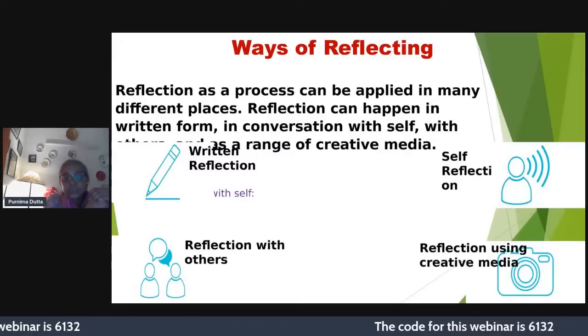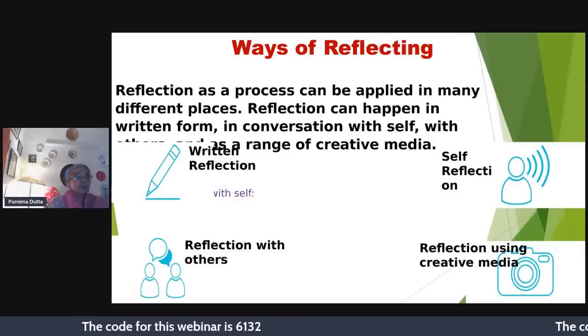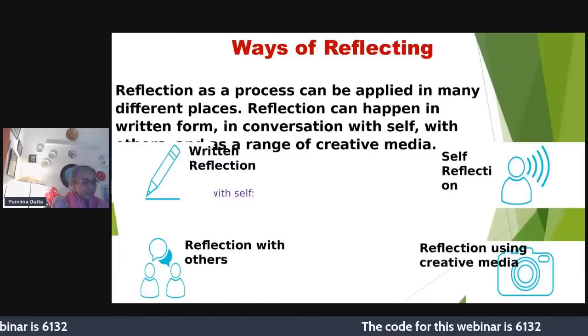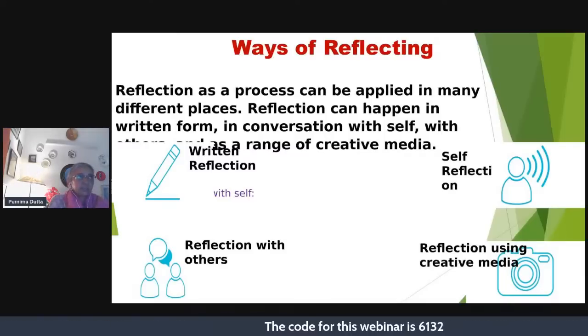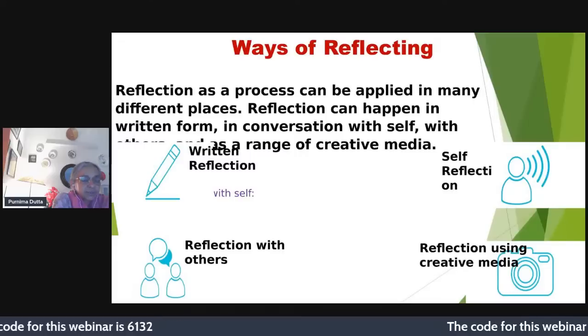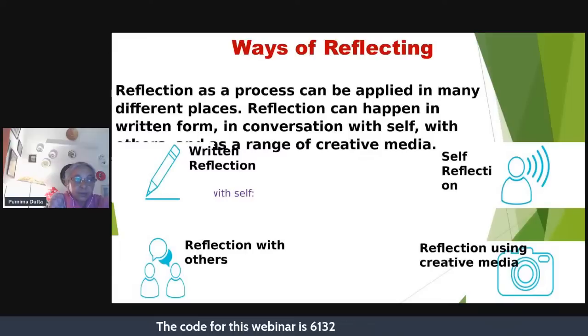And reflection using creative media. Some people love to reflect by making mind maps, or some kind of infographic comparing this class, say Monday's first period history, to Friday's fourth period history. They make infographics and see how the time might have affected it. So how you can't change the timetable, you don't make the timetable. As an everyday teacher, we don't.